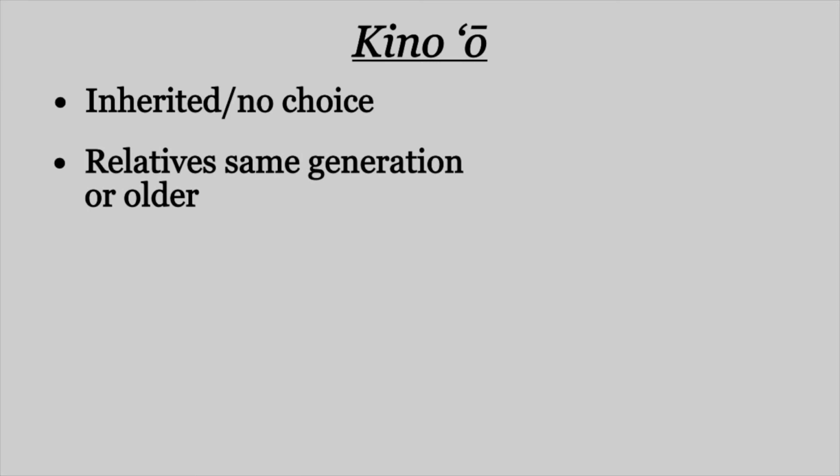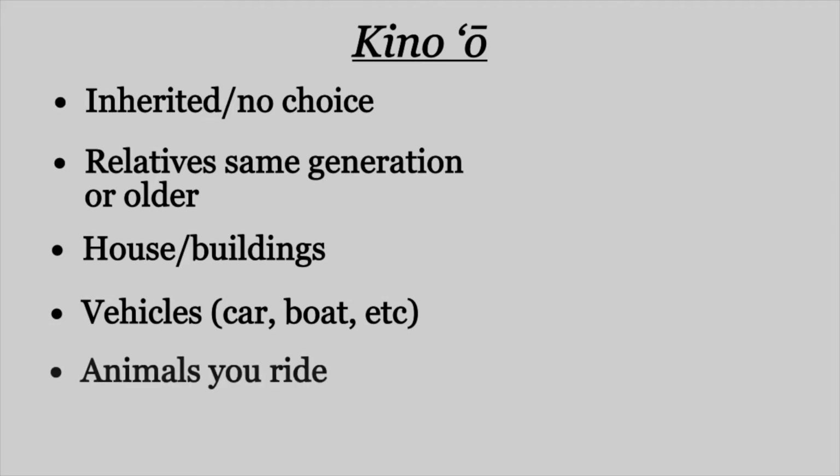In general, kino o objects are things that are inherited or things you have no choice over possessing and can't be given or taken away. They include relatives of the same generation or older, such as grandparents, parents, siblings, and cousins, because you have no control over that relationship. They also include things like house or other buildings, vehicles, and animals that you ride. Because think of it, back in the day, these were things that you traditionally inherited. They passed from generation to generation. You had no choice over the possession.